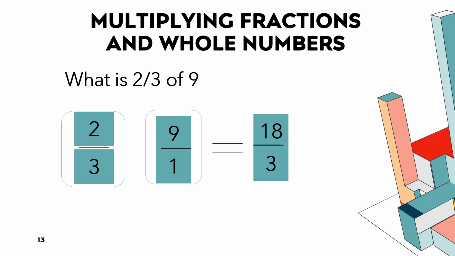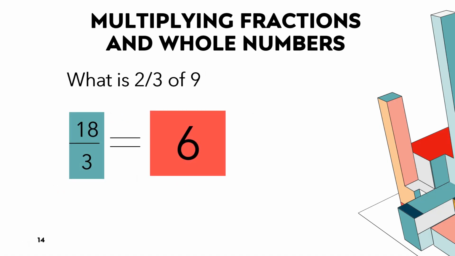Next, we will simplify this fraction. To simplify a fraction, divide the numerator, which is the top number, by the denominator or bottom number. For example, 18 divided by 3 equals 6. We'll see how this works in an equation on the next slide.